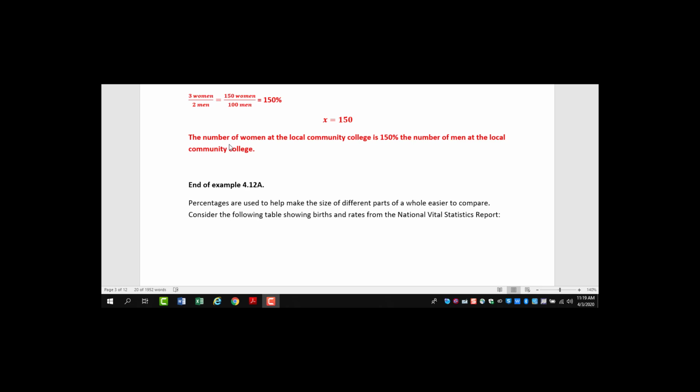So here's how I could interpret that. The number of women in a local community college is 150% the number of men at the local community college. This is part to part. A total would be students. We're talking about a part to part ratio. And you can see you can have more than 100% of many things.